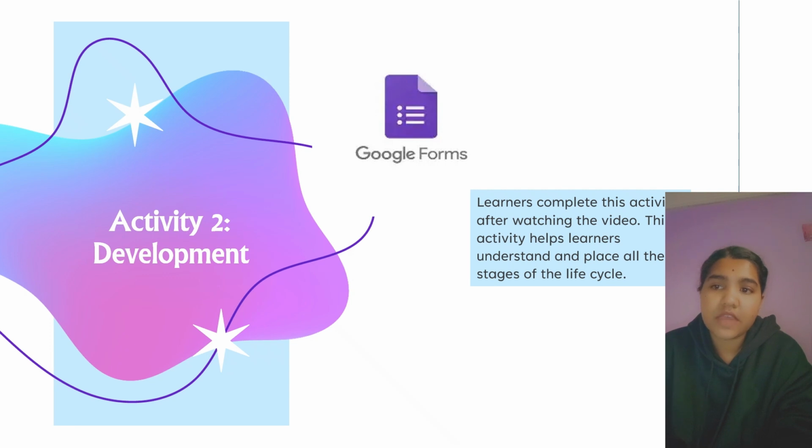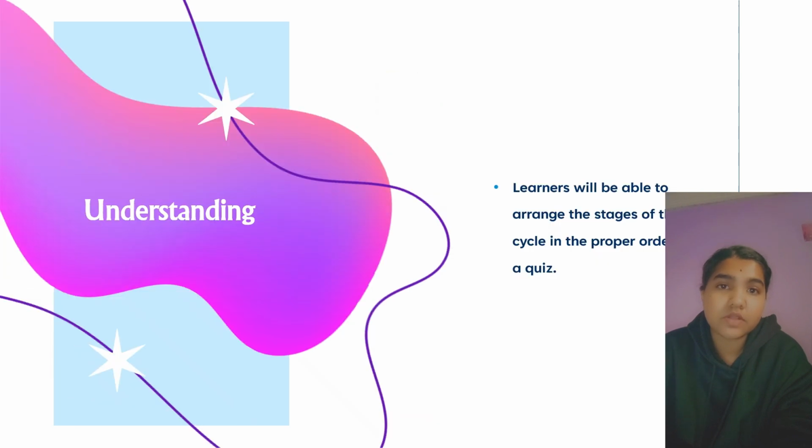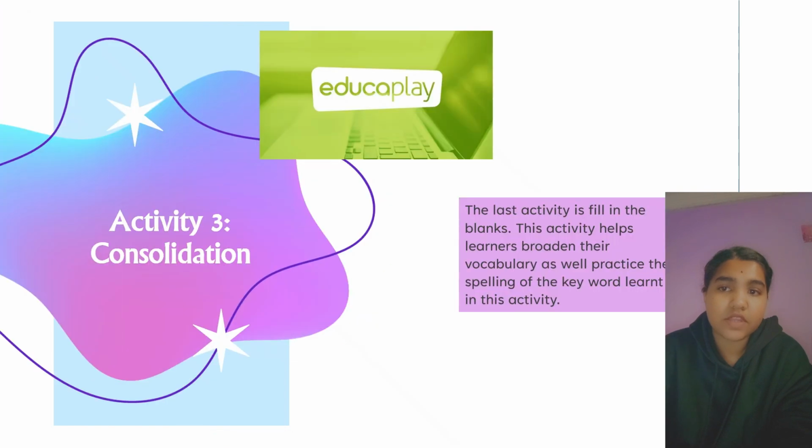Activity 2, Development. Learners complete an activity after watching the video. This activity helps learners understand and place all the stages of the life cycle. This activity will be a quiz that will be done on Google Forms. Integrating Bloom's taxonomy in Activity 2, learners will be able to arrange the stages of the life cycle in the proper order from a quiz.